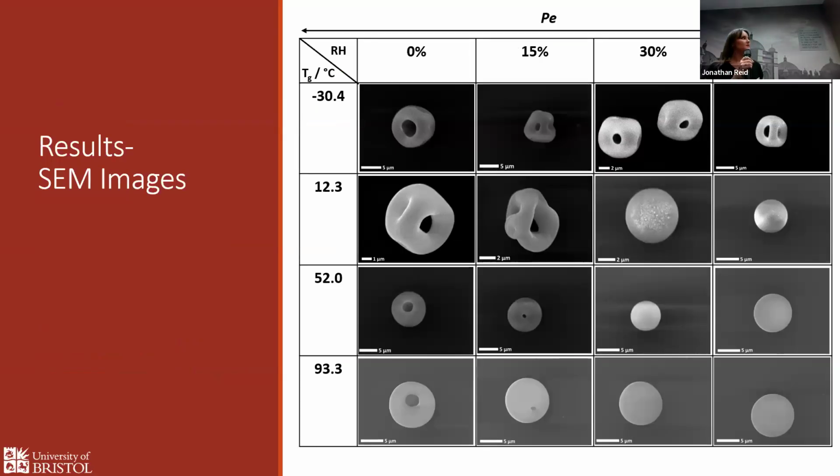Then jumping into the SEM images, this is a tableau of the different RHs, and again the different glass transition temperatures moving down the rows. And just straight off the bat, you can see that for most of the samples, as you move from left to right, so as you move up the RH and you decrease the Peclet number, most of the samples go from buckled, or at least donut shaped, to spherical, as is expected and has been shown in previous literature. But the main outlier that you can see in that is the top row, which is the minus 30.4 TG, in which you can see that all of the microparticles have buckled.